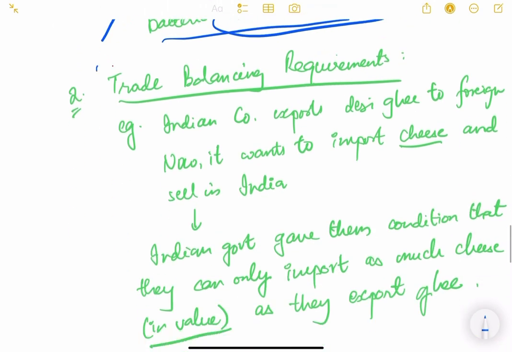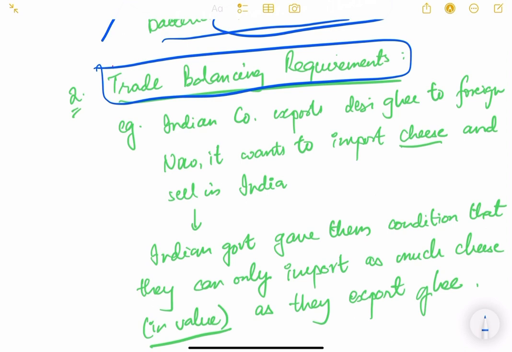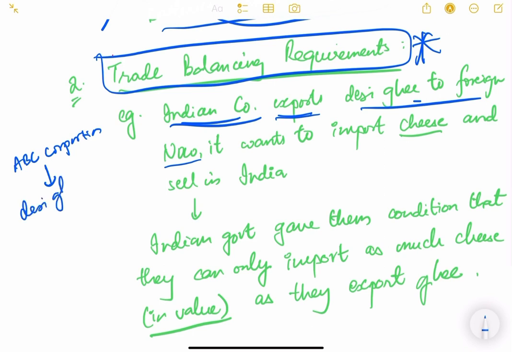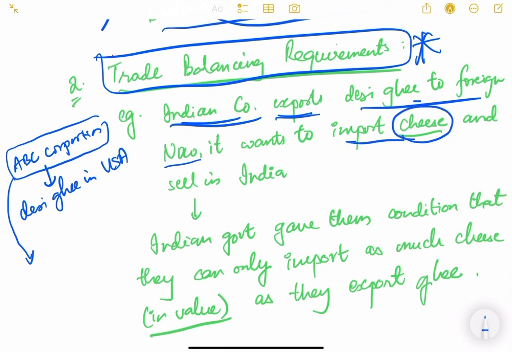Then next one is a trade balancing requirement. If a country has a trade balancing requirement, that is also prohibited. Example of that is, for example, there is an Indian company that exports desi ghee to foreign countries. For example, there is a company ABC Corporation, and this ABC Corporation is selling desi ghee in the USA, exporting from India. Now this ABC Corporation wants to expand its business, and it wants to import cheese and sell in India. It is selling desi ghee in USA, and it wants to now import cheese from America or any other country, and sell in India.